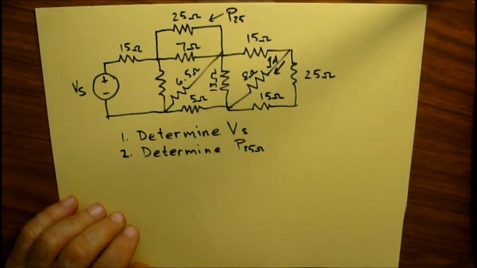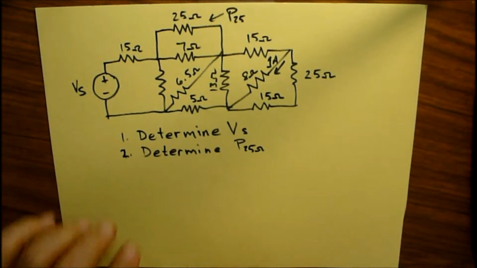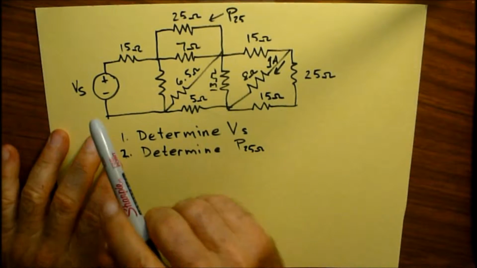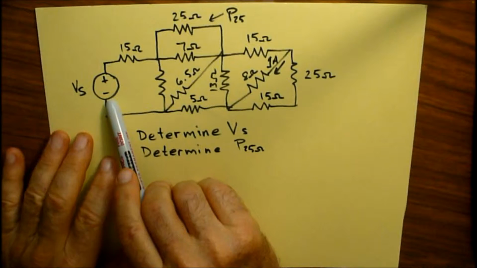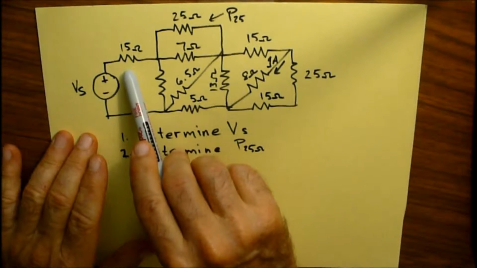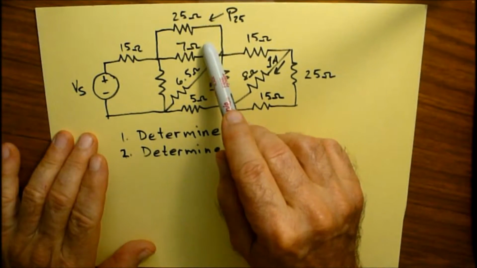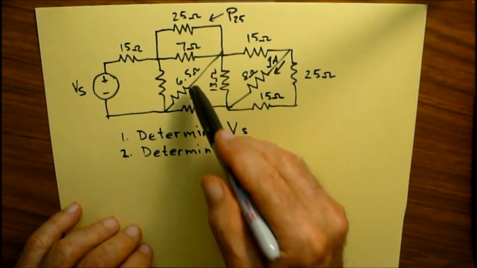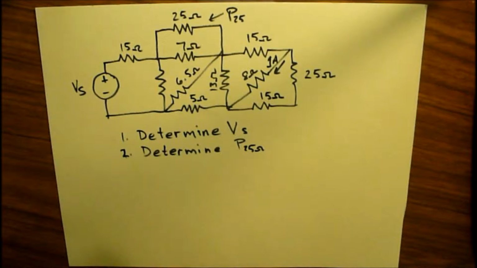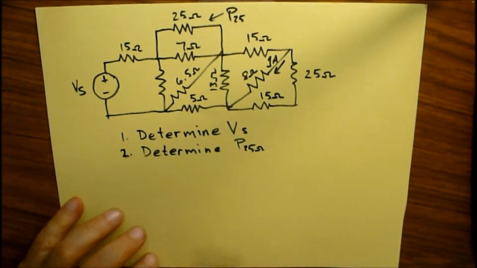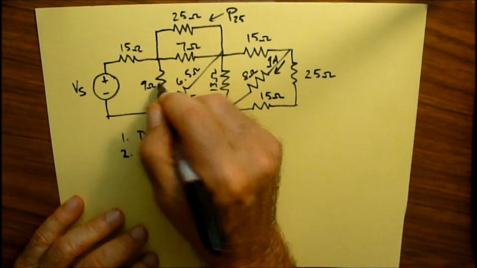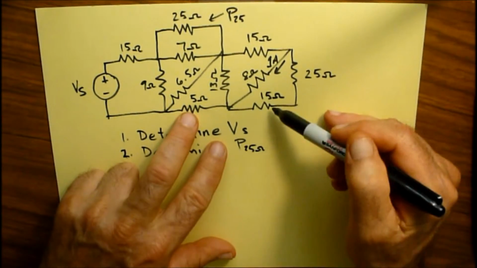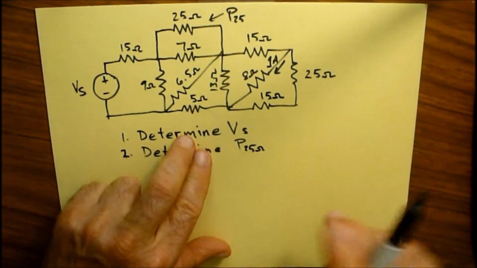On this problem, we have a circuit that's provided. It's a lot of resistors. Let's point out first off, I've got a power supply, a DC voltage, a DC power supply, 15 ohm, 25, 7 ohm, a 6.5 ohm, a 9 ohm resistor, a 5 ohm, 13 ohm, 15, 8 ohm, 15, and 25 ohm in this circuit.